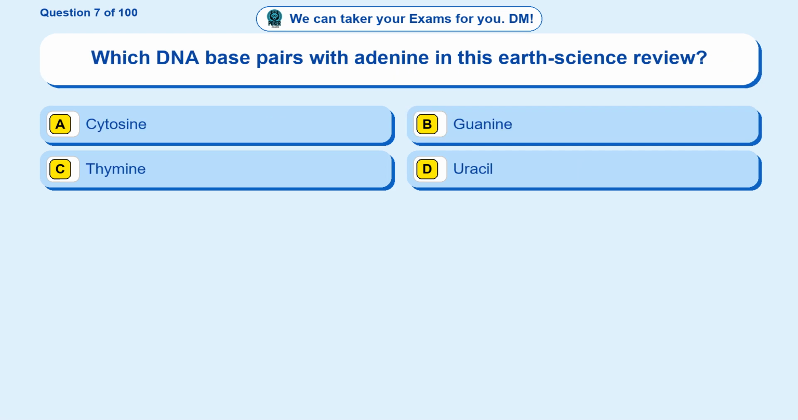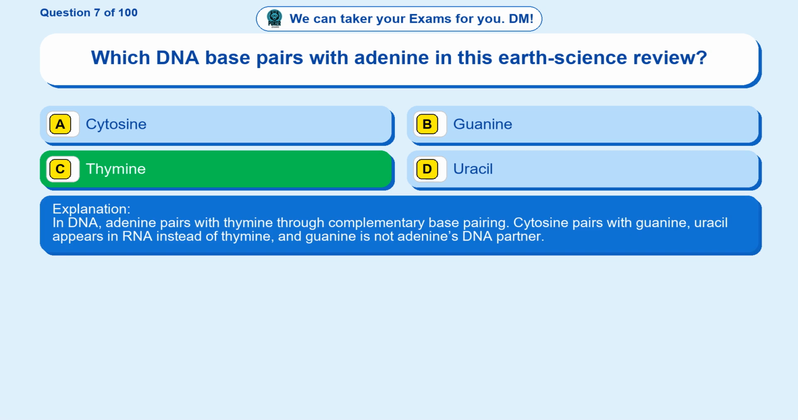Question 7. Which DNA base pairs with adenine in this Earth Science Review? Option A, cytosine. Option B, guanine. Option C, thymine. Option D, uracil. The correct answer is option C, thymine. In DNA, adenine pairs with thymine through complementary base pairing. Cytosine pairs with guanine, uracil appears in RNA instead of thymine, and guanine is not adenine's DNA partner.